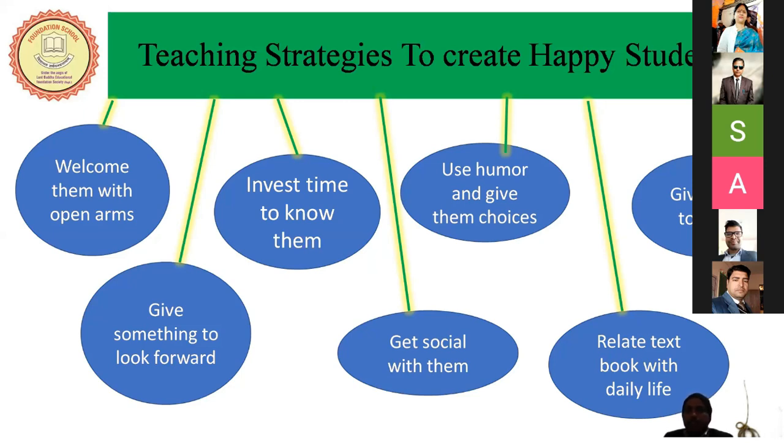Fourth one, get social with them. Try to get emotionally connected to them. Use humor and give them choices. Give them some options. Use humor, make them smile, make them laugh inside the classroom. Relate textbook with daily life. This is the most important one, I think.